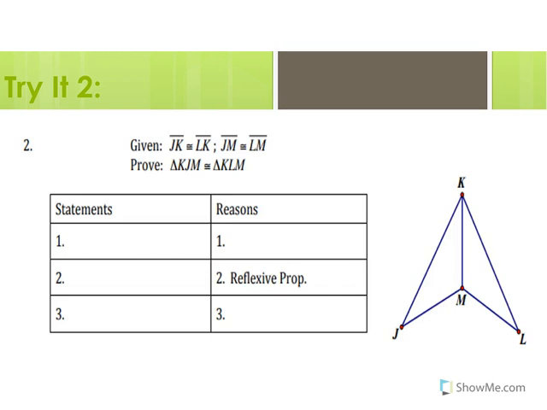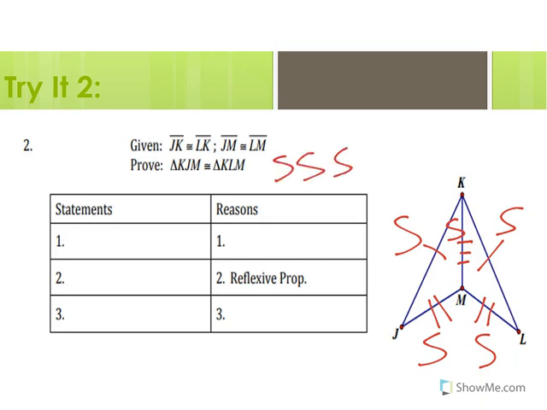Okay, let's try example 2. We're given that segment JK is congruent to segment LK, so we have a side. And segment JM is congruent to segment LM, so JM is congruent to LM. When we look at our diagram, notice that KM is shared by the two triangles, so this segment is congruent, so that's another side. So we can prove that these two triangles are congruent by side, side, side.